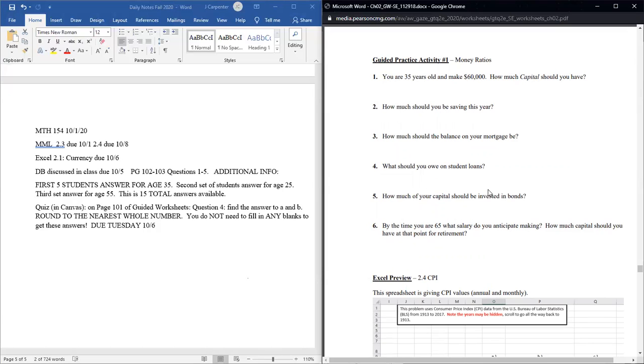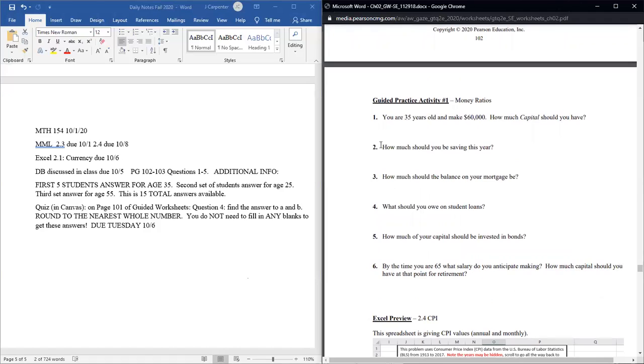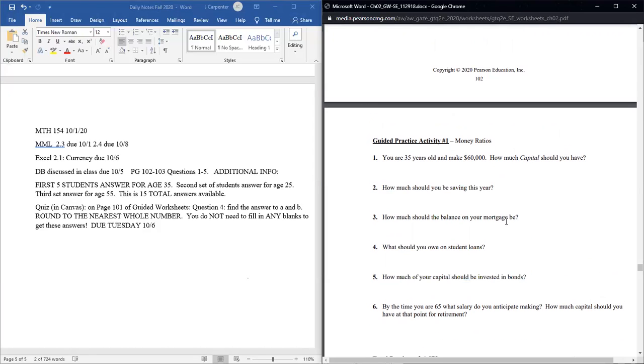So I think I've explained that pretty well. Question 2 is how much should you be saving this year? So use the savings column. How much should the balance on your mortgage be? Use the mortgage column. What should you owe in student loans? How much of your capital should be invested in bonds? That's where you take the capital number, and most of them were 50%, so half it. The one thing I want to say to be careful with is capital versus savings. These might feel a little different.